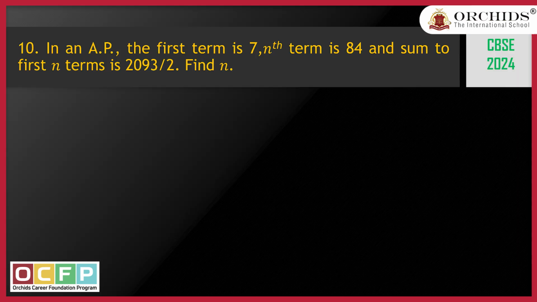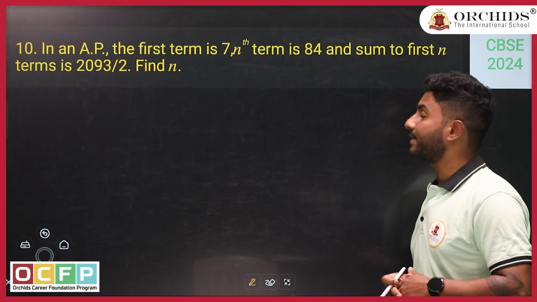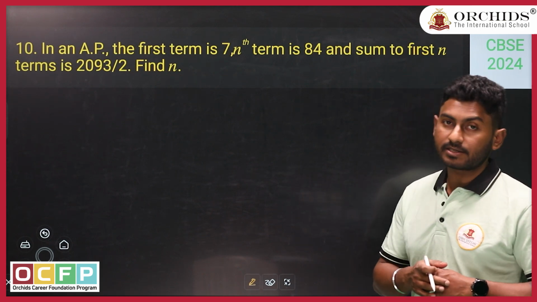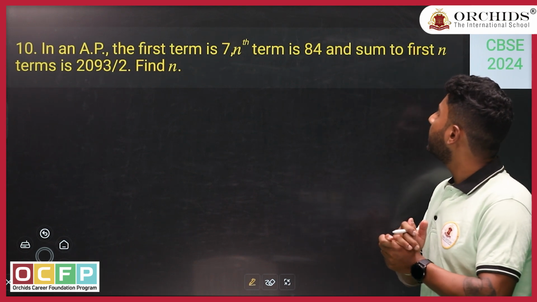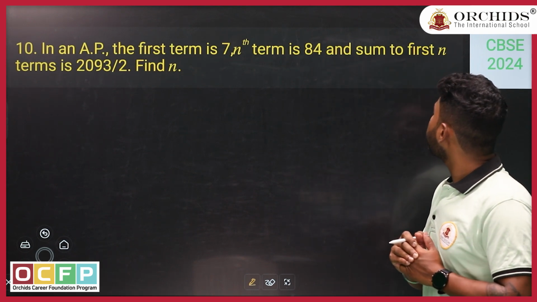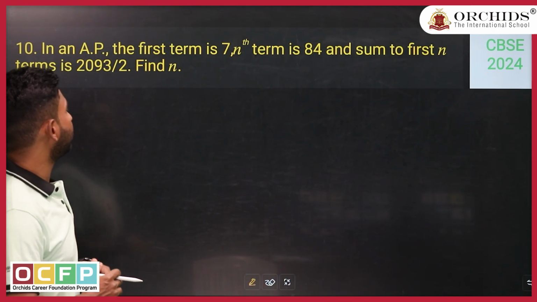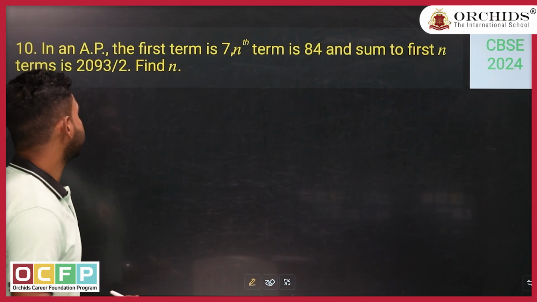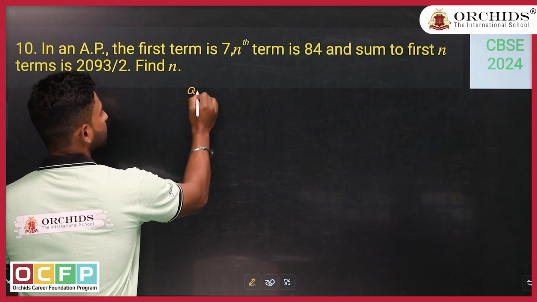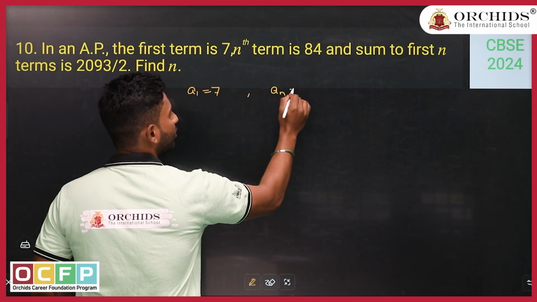Moving forward. Coming to question number 10, which is from CBSE 2024, very recent. In an AP, the first term is 7. The nth term, what is the nth term? Any particular number they have said. That particular term is 84. And the sum of the first n terms is 2093 by 2. What is n? So what is given? Just write it down as the given part. First term is 7. The nth term means a_n equals 84.